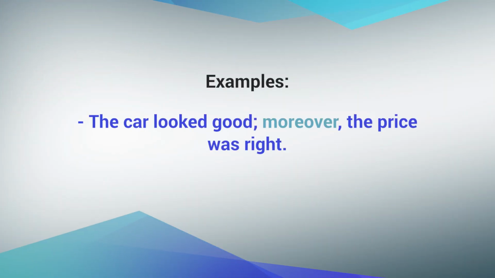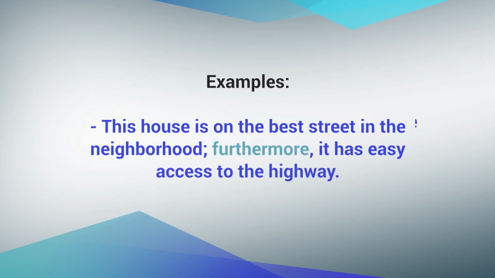For example, the car looked good. Moreover, the price was right. This house is on the best street in the neighborhood. Furthermore, it has easy access to the highway.